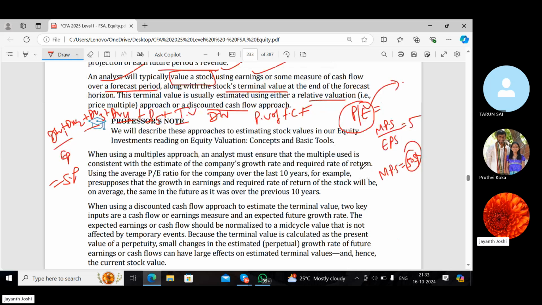Don't worry, we will be starting the equity valuation concept as they have already mentioned here. We will be learning about how to value a stock. Okay.